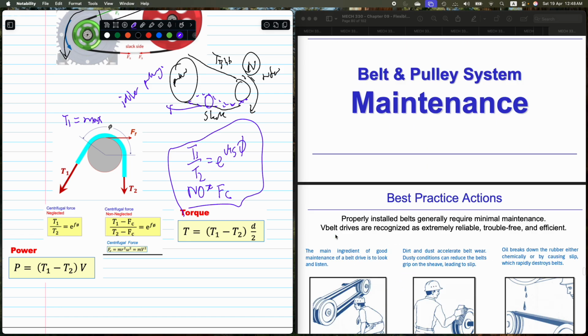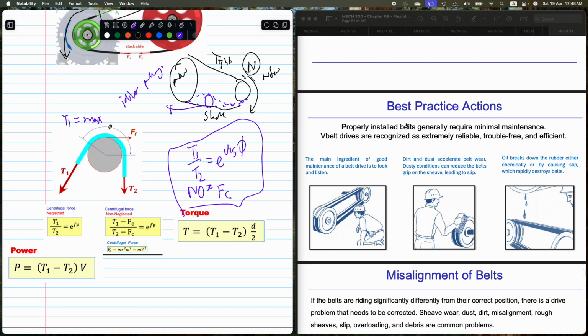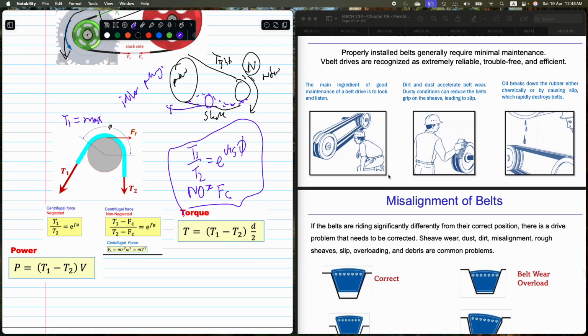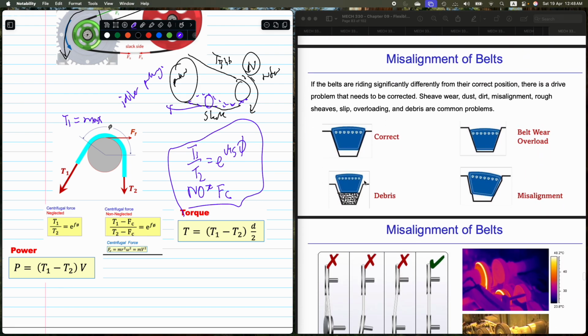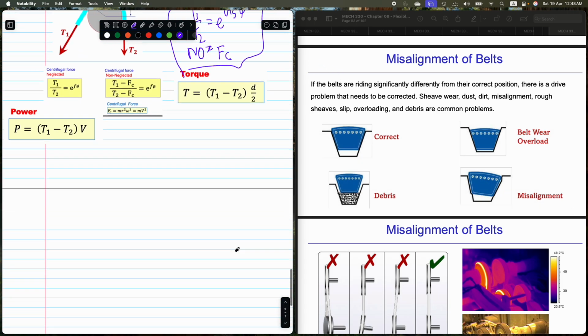Alright, part D. Properly installed belts require minimal maintenance. V-belts are more reliable. We listen to them, they speak to us. Misalignments of belts, correct. This is probably what we will be asked about. For example, what are some common problems?